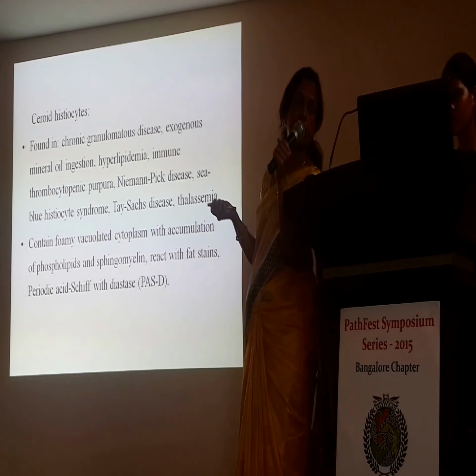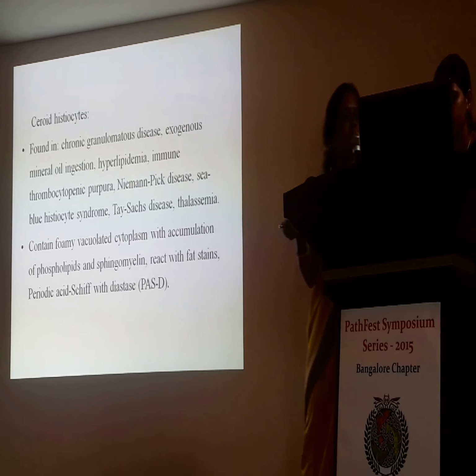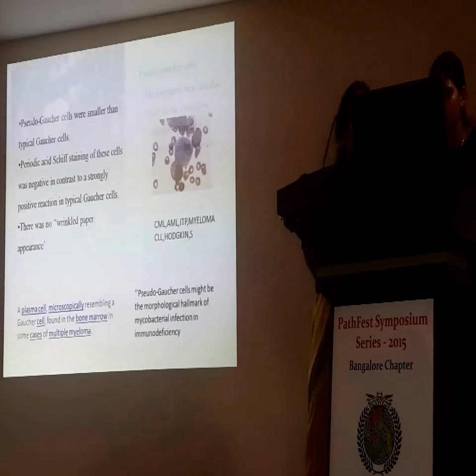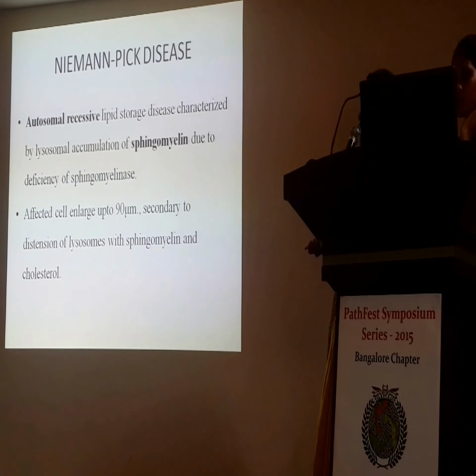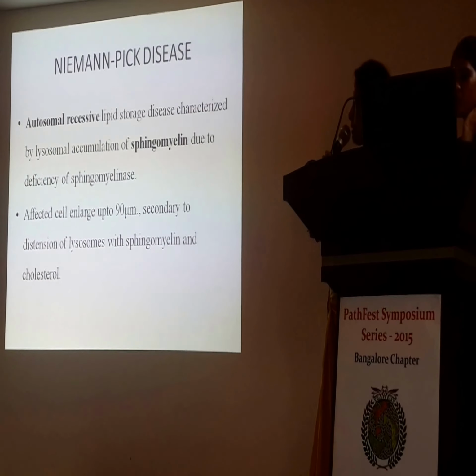There is another slide. Next. Previous. Yeah. So these are the conditions: CML, AML, ITP, myeloma, then Hodgkin's. So they do not have the typical appearance, and of course we can go for special stains and for the history. PAS stain in these is negative, whereas Gaucher cells are PAS positive. Spheroid histiocytes. Then Niemann-Pick cells need to be differentiated from Gaucher cells.